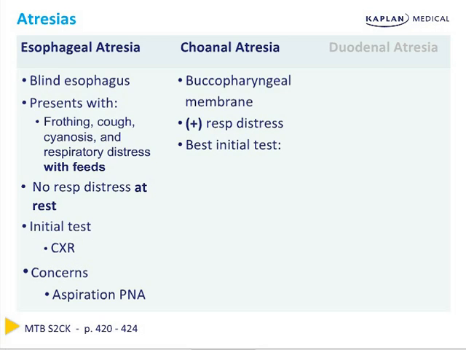So the best initial test you want to do is try and pass an NG tube through the nose. If you meet resistance on one or both sides, that can start to give you more evidence that choanal atresia exists.